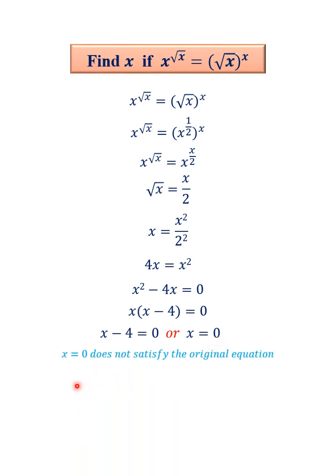We can say that x equals to 0 does not satisfy the original equation. It does not satisfy this. So we will discard it and we'll be left with x minus 4 equal to 0. To obtain x, we add 4 to both sides of the equation, and that gives us x equal to 4 as the answer to this question.